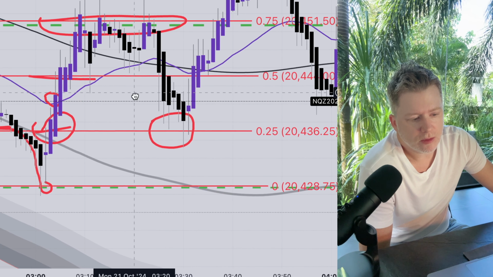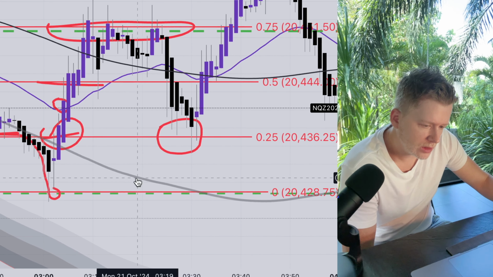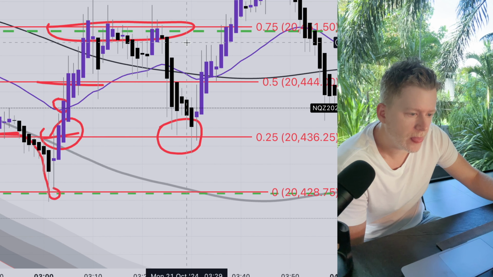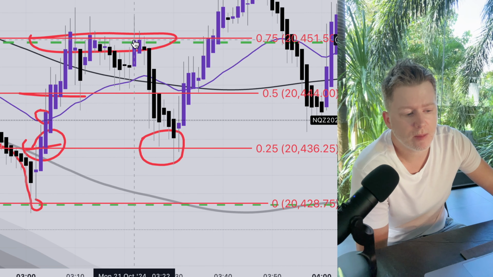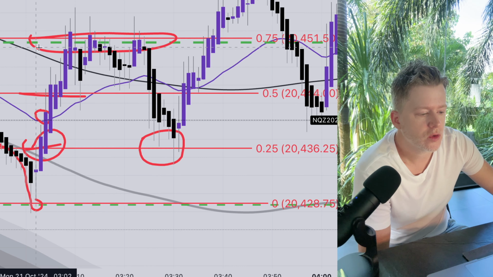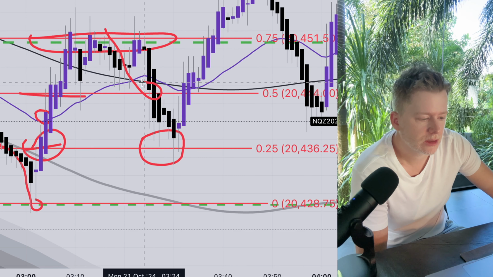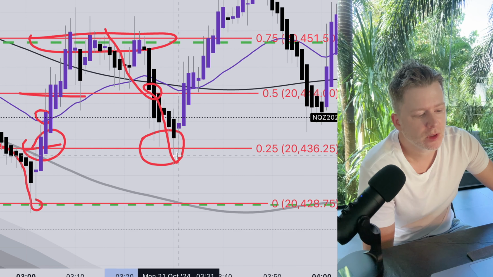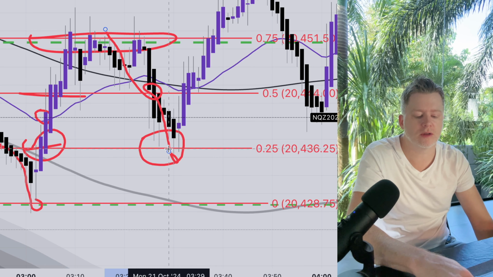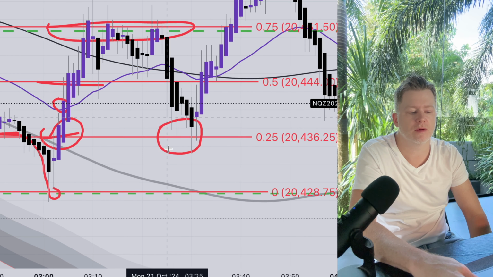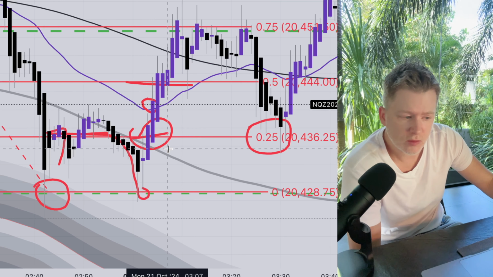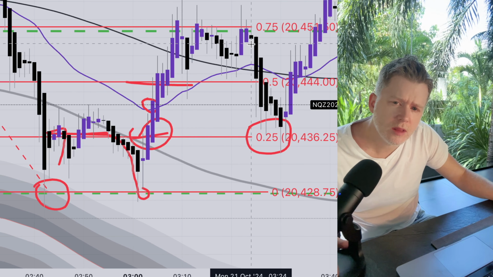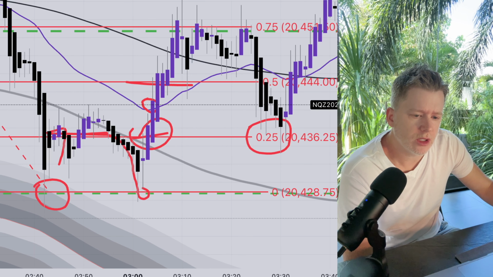However, if you held your position and you had a runner, you would have got stopped out for break even, because it did come back from the 75. It came all the way back past the 50, past the 25. So we never let a positive trade turn negative. So as soon as it hit TP2 at the 75% retracement level, then you move your stop to break even.